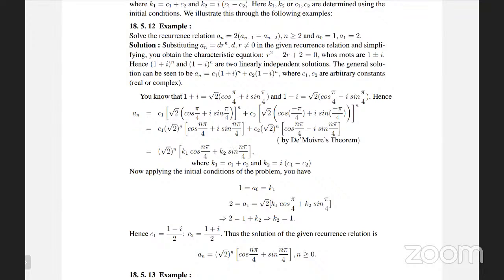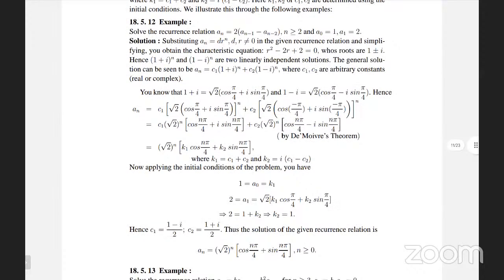We will take the common terms. What are the terms we can get? It is c1 (cos nπ + i sin nπ) + c2 (cos nπ − i sin nπ). So, in terms of cos nπ/4, we can take the common: cos nπ/4 into k1, where k1 is c1 + c2, plus k2 sin nπ/4, where k2 is i(c1 − c2).